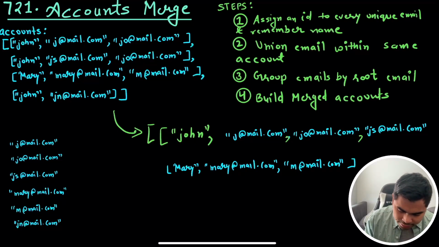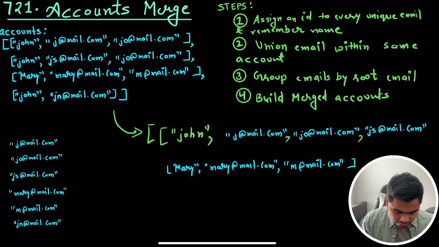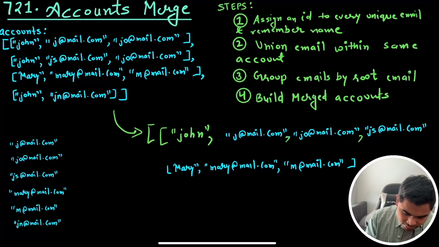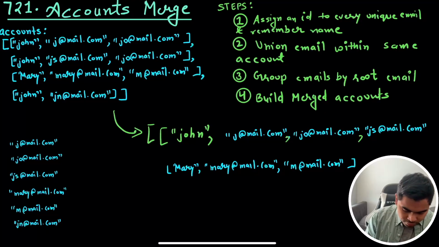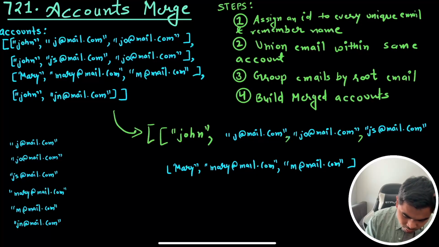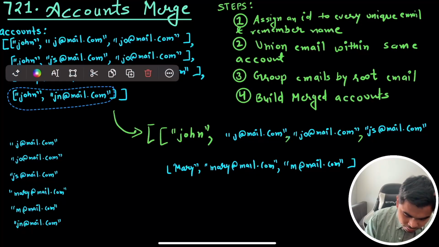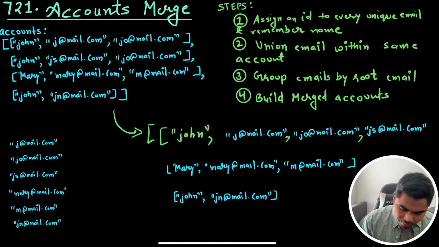Although you can see that John here, there are 3 John accounts. These two are common, but this one, its email is jn@mail.com, does not share, this email doesn't appear in any other account. So this account belongs to a different person, a unique person. So what we'll do is we'll also move this to the answer, just like that.